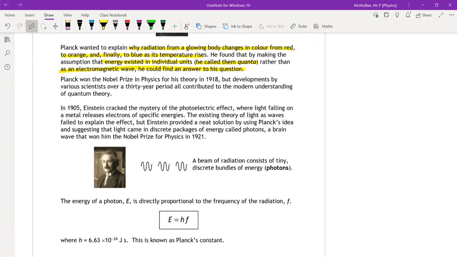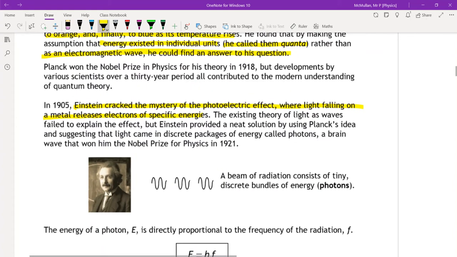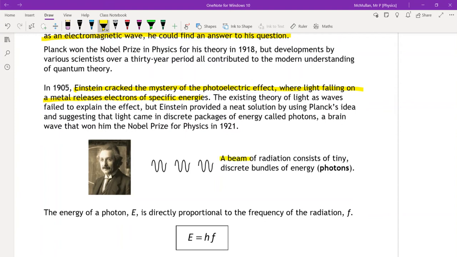Einstein took this idea of quanta, packets of energy, and decided that if we consider the photoelectric effect, where light falls on a plate and releases electrons from the metal that have specific energies, what we can do is describe a beam of light as tiny bundles of energy called photons.